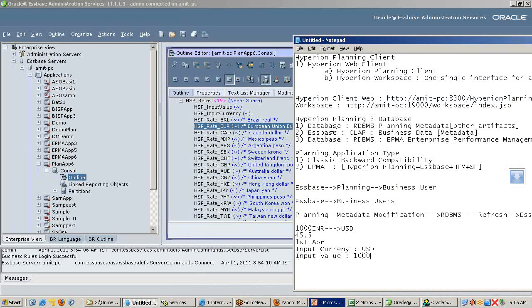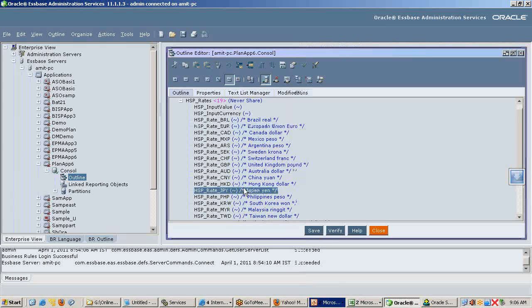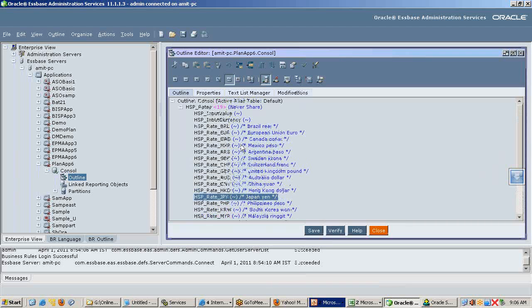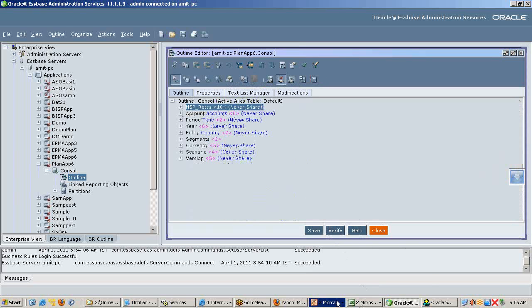What is my exchange rate? Exchange rate, HSP rate. My exchange rate for INR versus USD is 45.5. So: exchange rate, input value and consolidated value. That is how currency conversion takes place.